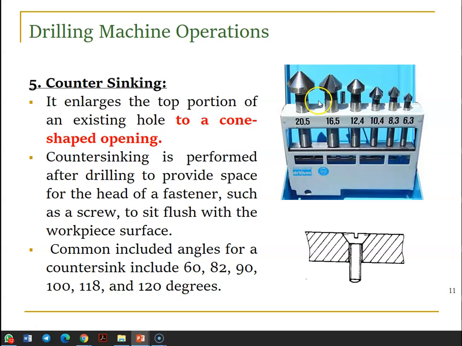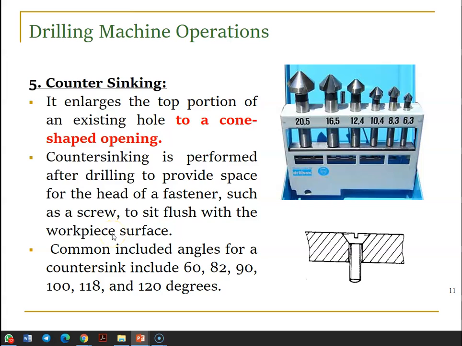The next one is counter sinking. Counter boring and counter sinking are both the same, but the only difference is if I want a cone shaped opening, right? If my bolt or nut has a taper or cone shape, then to accommodate it I am going to use counter sinking. So these are some of the counter sinking tools. It enlarges the top portion of an existing hole to a cone shaped opening. Counter sinking is performed after drilling to provide space for the head of fasteners such as a screw to sit flush with the workpiece surface, right?